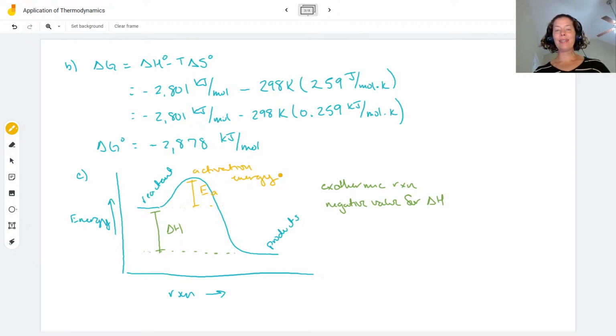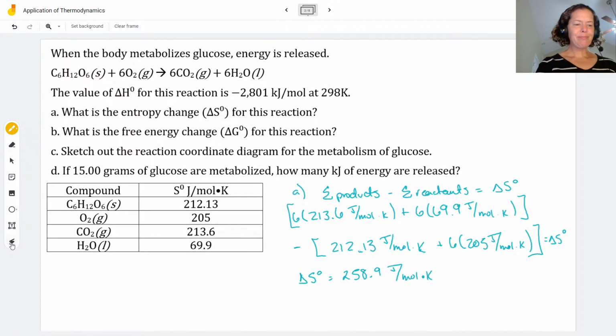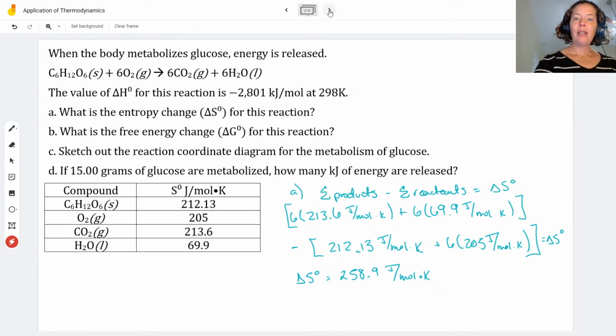Okay, so that is our reaction coordinate for this particular reaction. I think we've got one more part for this one. Okay, yes, so part D. If 15 grams of glucose are metabolized, how many kilojoules of energy are released? Okay, so now we just need to do a calculation.